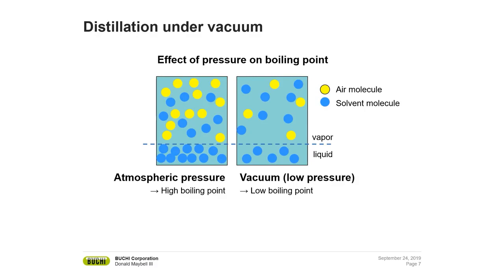When we pull a vacuum on the system, it pulls particles out of the system. Since we pull those particles out of the system, that means there's less particles pushing on the surface of the liquid. So not as much energy is needed to get the liquid from the liquid phase to the vapor phase, i.e. the lower boiling point.